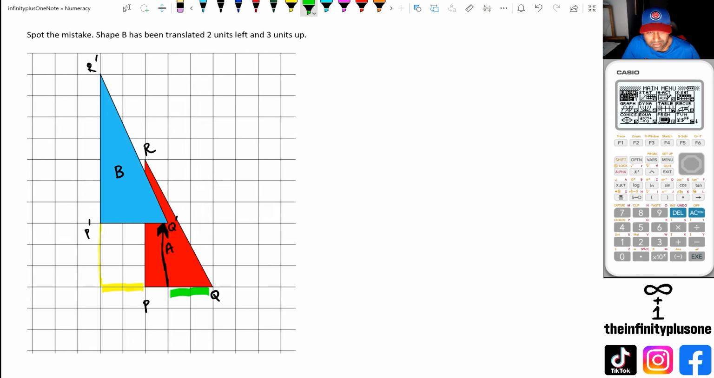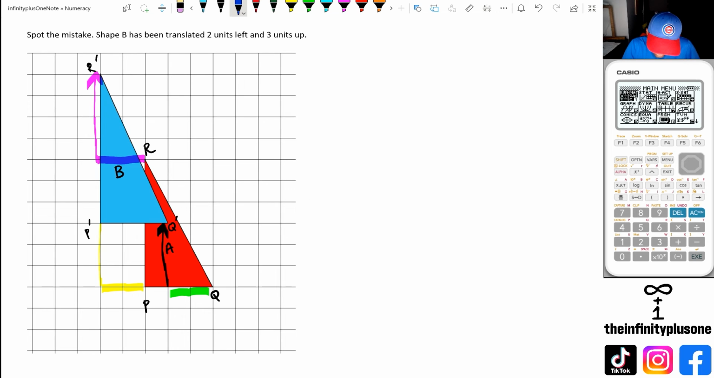However, let's have a look at the point R. Because if you look at point R, what's happening is it is going 1, 2 units to the left, but in terms of moving up, it's actually going 1, 2, 3, 4 up. So when you look at the shape first, it looks all correct because the triangle is just getting moved up 2 units left and 3 units up. But the problem is it's not correct because one of the points is actually extended.